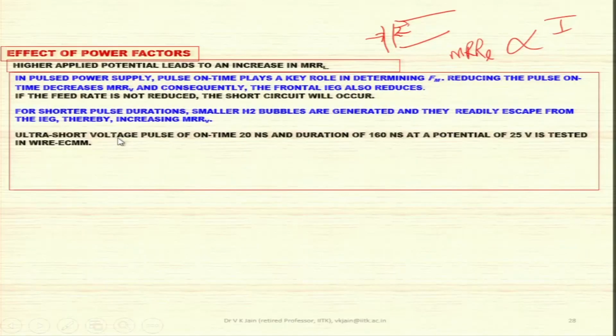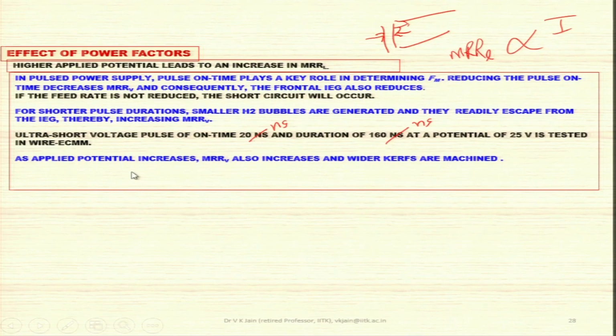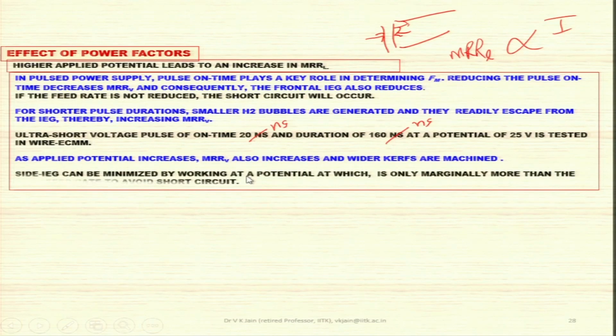Ultra short voltage pulse of on time 20 nanosecond and duration around 160 nanosecond at a potential of 25 volt is tested in wire ECM. Please don't mind, this is normally written as nanosecond like this. As applied potential increases, volumetric material removal rate also increases and wider curves are machined.